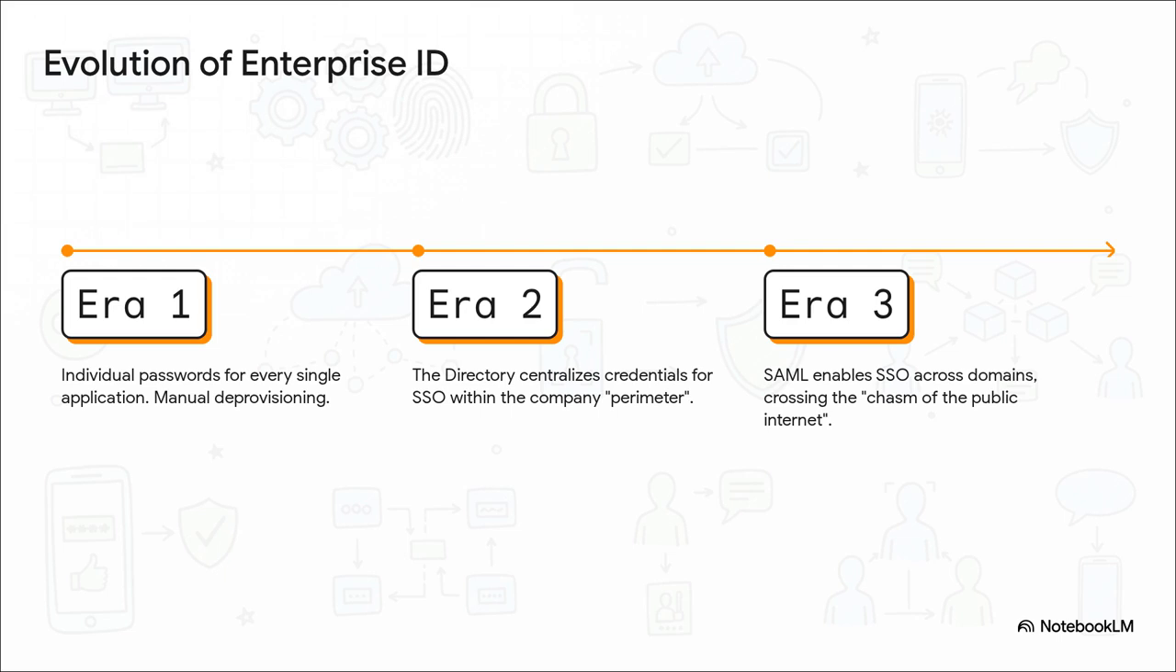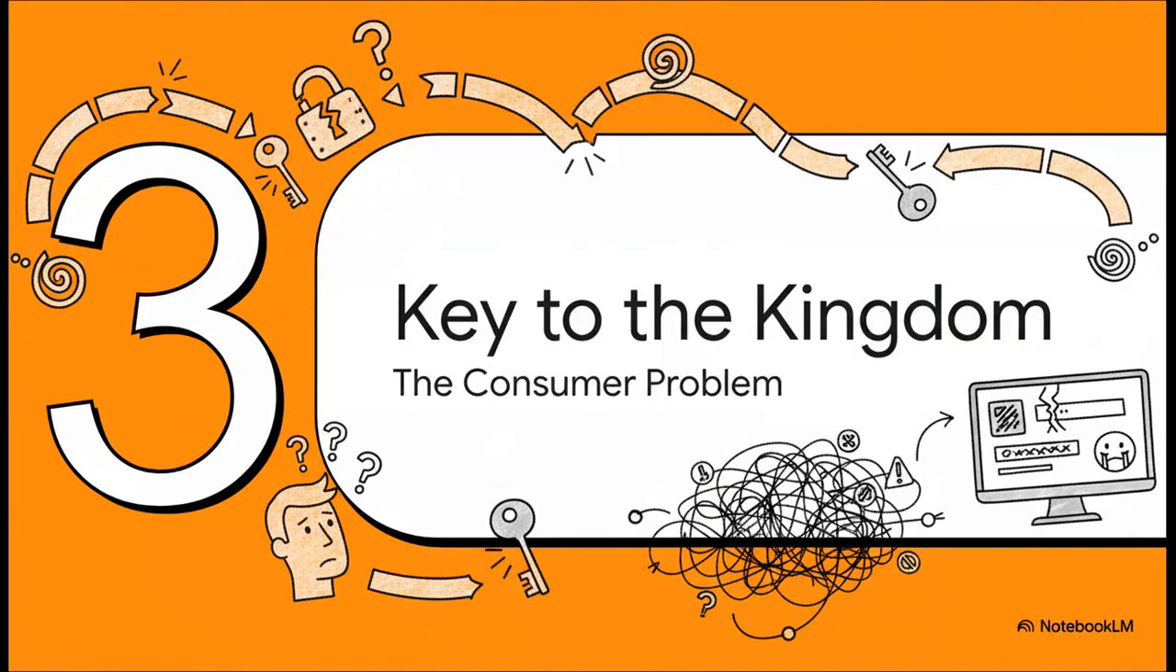So the solution was the Directory. It centralized everything for what we call single sign-on, but it only worked inside the company's perimeter. To connect different companies, we needed something new, a protocol called SAML, which could safely jump across what the source calls the chasm of the public internet. But while the corporate world was busy building these bridges, the consumer web was facing a totally different, and you could argue, a much more dangerous problem.